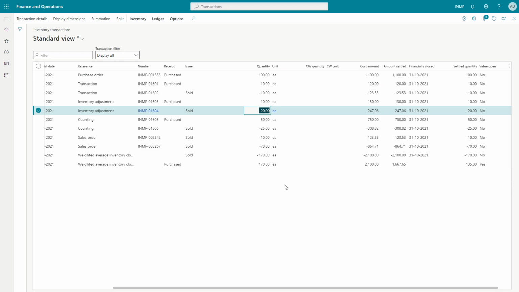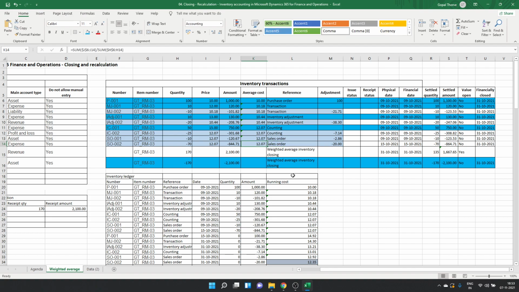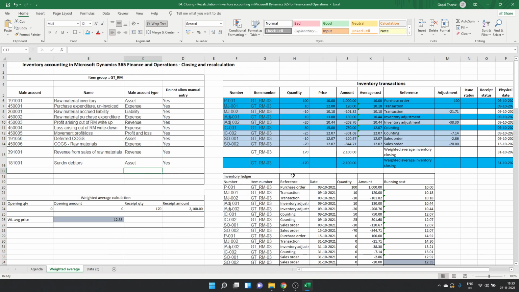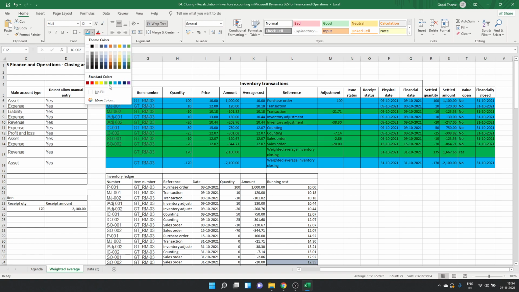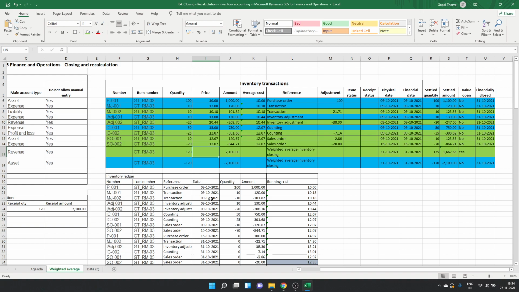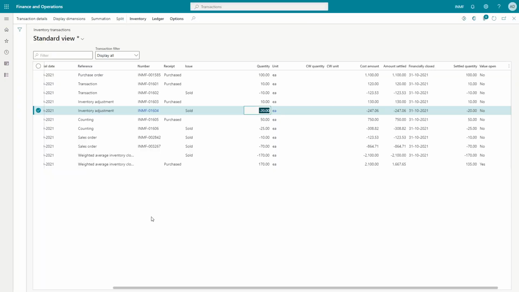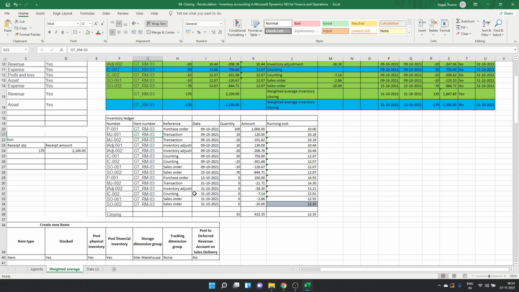38.30. Okay, now let me mark these transactions with a separate color. I can say these are all green. Okay, so now let us see what I'm talking about in this ledger.